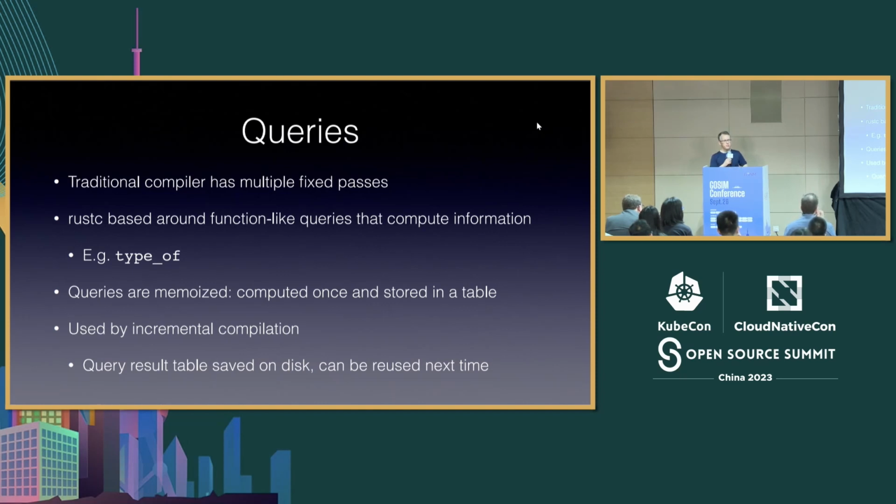And a big reason for this is that that's how incremental compilation works. Incremental compilation is the compiler feature where if you compile new code for the first time, it will take a certain amount of time. And then if you make a small change and recompile, it will be much faster because it's able to reuse a lot of information from the previous compilation. This is built on top of the query system, and that query table is effectively saved to disk and a lot of it is able to be reused.